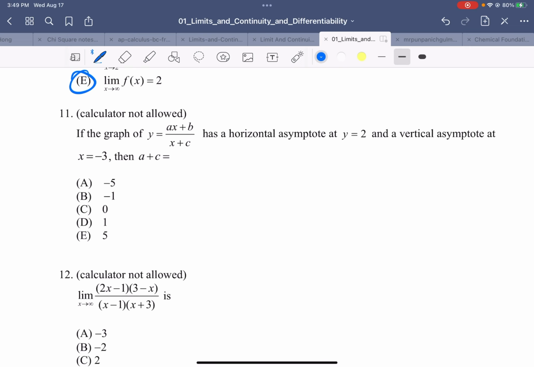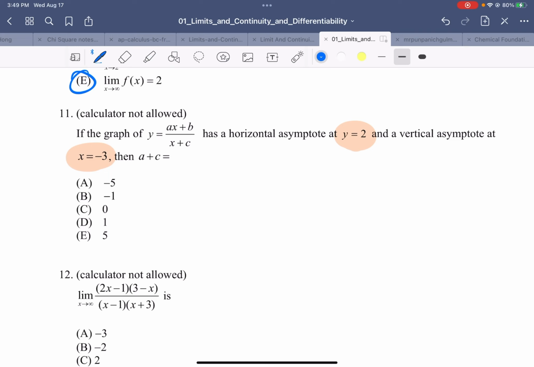If the graph of y equals (ax plus b) over (x plus c) has a horizontal asymptote, okay? And also, let me highlight it, horizontal asymptote, this, vertical asymptote, this, okay? So what is the value of a plus c?